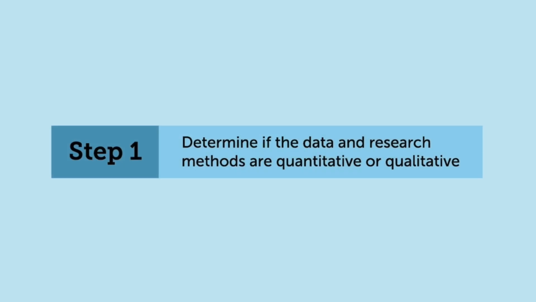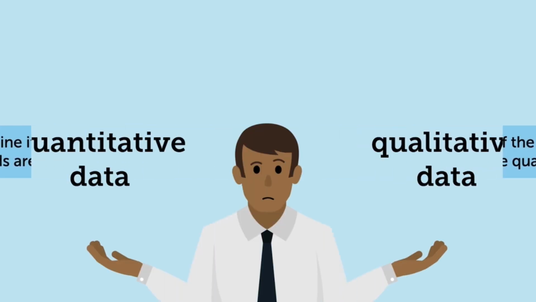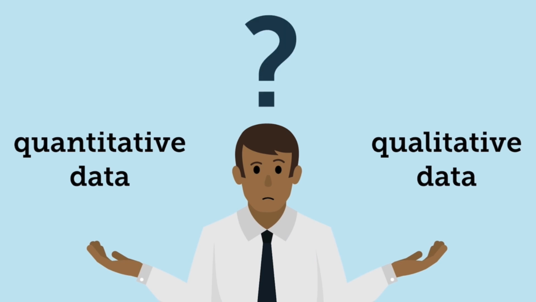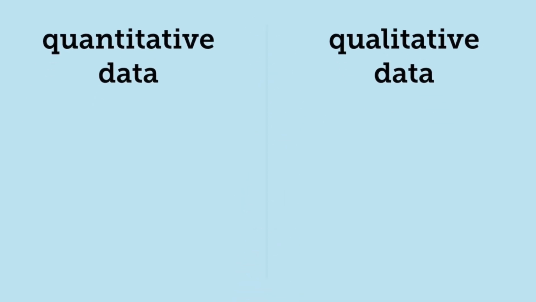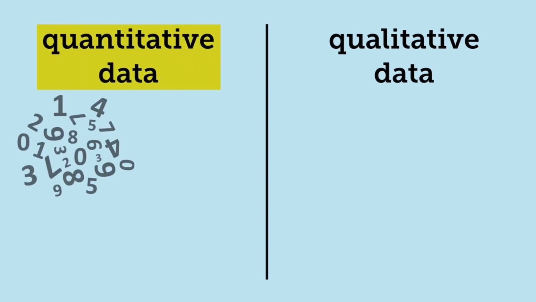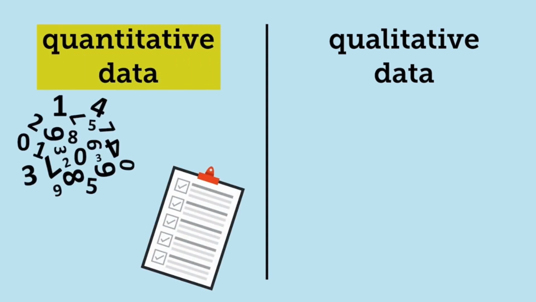The first step is to determine if the research uses quantitative or qualitative data. But what are these two types of data, and what do they look like? Simply put, quantitative data contains numbers. You will often see quantitative data collected as a score on a survey, assessment, or screener tool. In contrast, qualitative data does not have a numerical value.